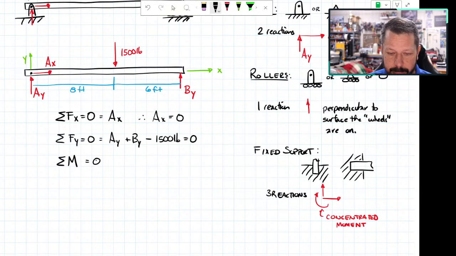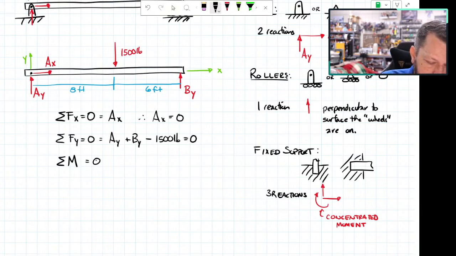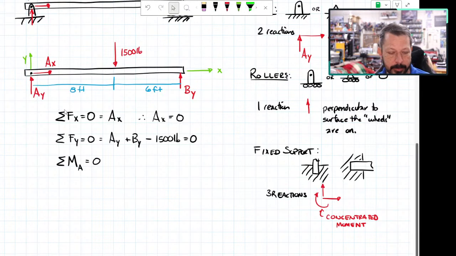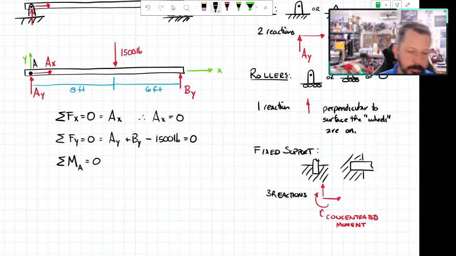And if you have one of these pins as your support, the point where the pin is, that's probably a good point to sum moments about. And so for me, I labeled that pin point A. So to finish my equation, I would write summation of moments about point A. So now I've defined where, and point A is this little point right there where the pin is. That equals 0. I need to add one other thing.